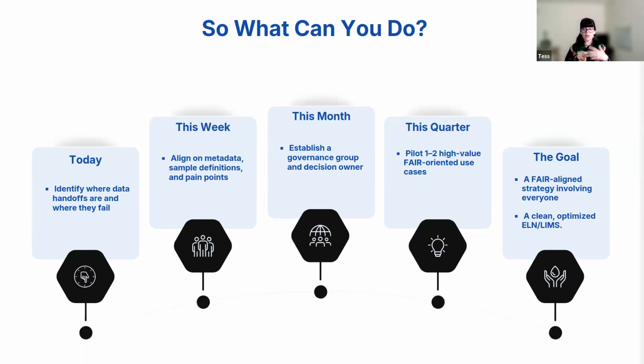And this quarter, once you start establishing that data strategy and looking at how it's built with your business and scientific strategy, you can choose those one or two high value, FAIR use cases. With obviously the goal of this end product is to have a FAIR aligned strategy involving everyone. And of course, to have a clean, optimized ELN and LIMS system.